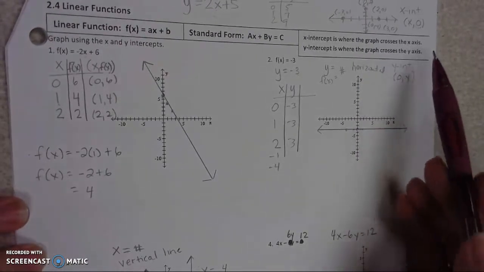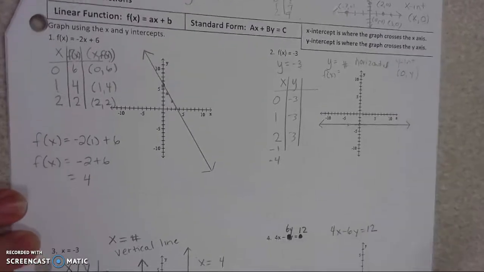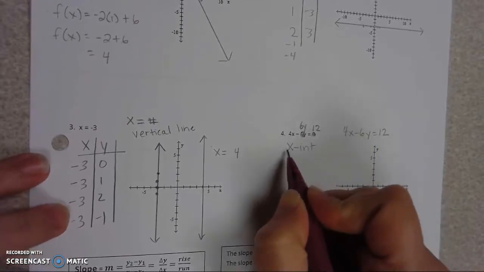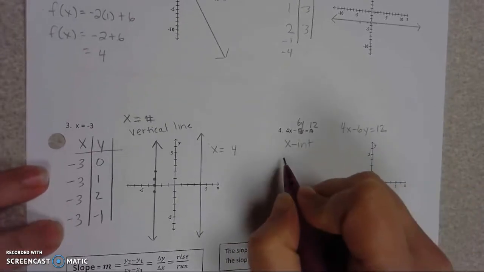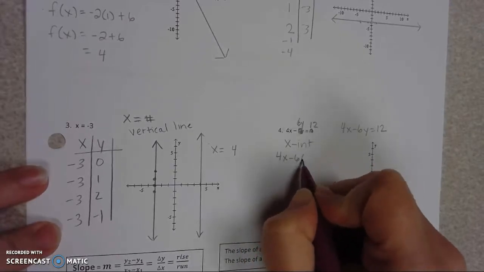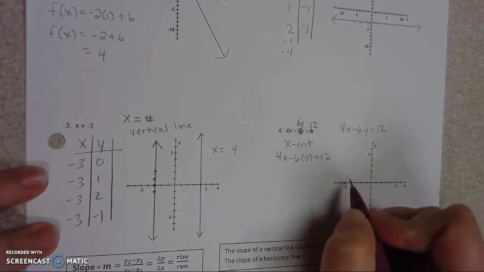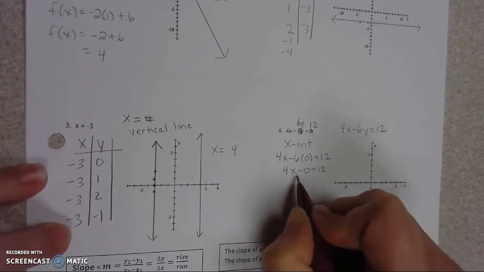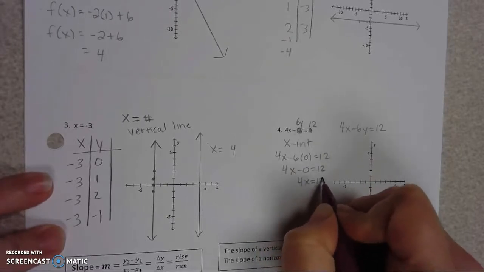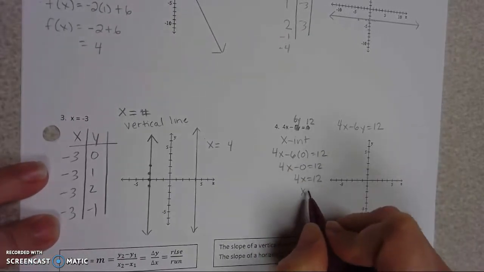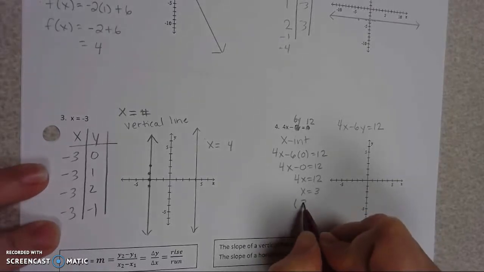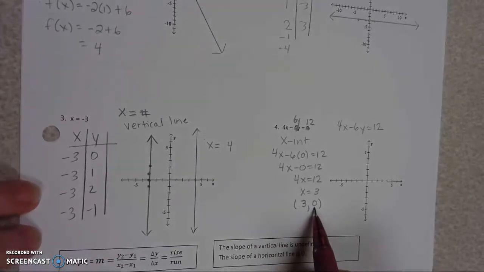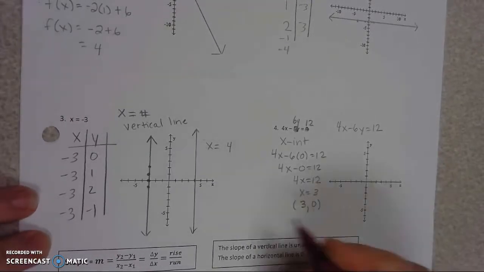Now to find the x-intercept, we know that y is 0. So for the x-intercept, this is where the graph is going to cross the x-axis. If I plug in 0, I'll have 4x minus 0 equals 12. Well then 4x minus nothing is just 4x, and that will tell me that x is 3. So the x-intercept is going to be at the point (3, 0). Remember, we filled in 0 for y.